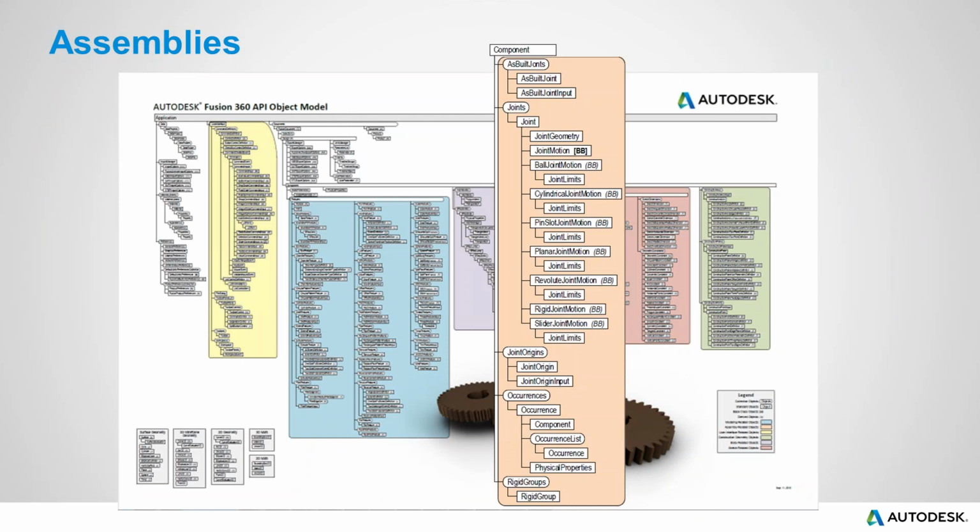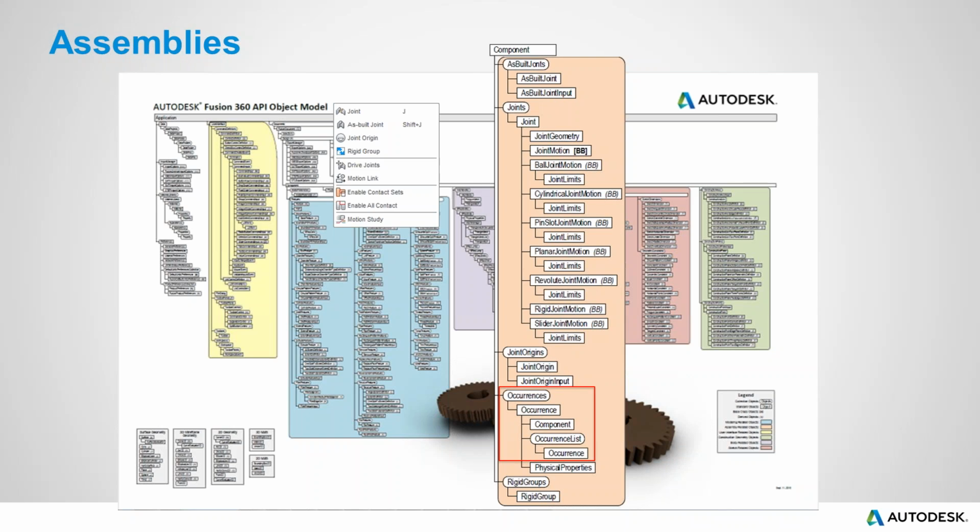And so it has the ability to create joints. Most of the stuff in this section, you can create joints, joint origins, as-built joints, rigid groups, and you can drive joints. You can't do the other stuff that's on there yet, but I can work with joints.